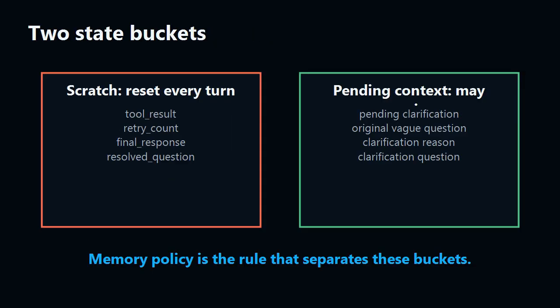A useful mental model is two buckets. Per turn scratch fields should reset every turn: tool result, retry count, and final response. Pending workflow state may survive: a pending clarification, the original vague question, and the reason the system asked for clarification.